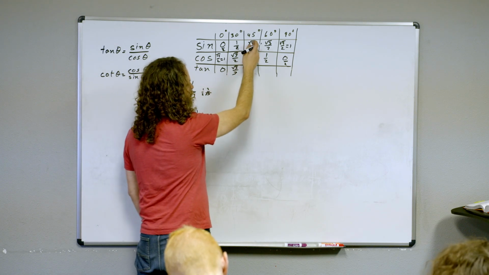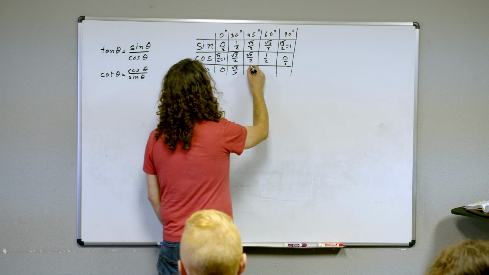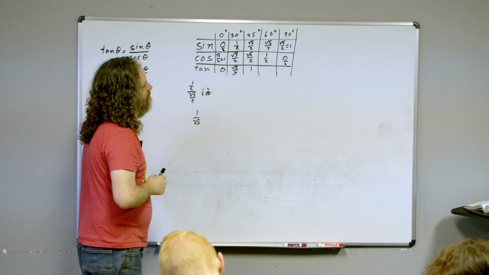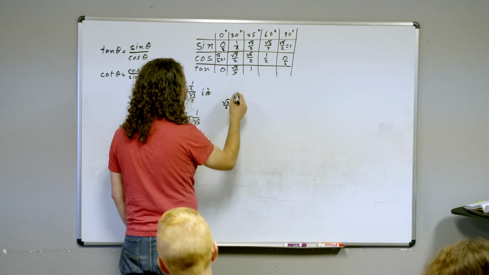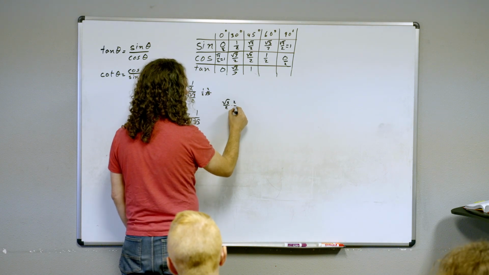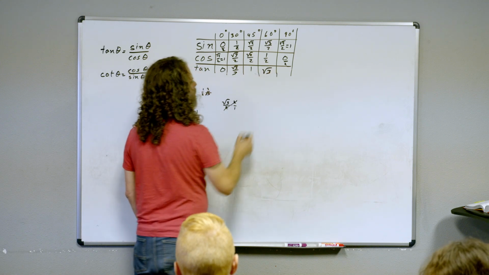This one's square root of 2 over 2 over the square root of 2 over 2. 1. So it's 1. This one, same idea. Square root of 3 over 2 over 1/2. So that'd be times 2 over 1. So you get square root of 3. All these numbers are coming from things above them in the chart.